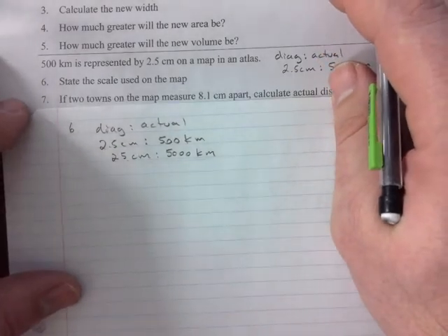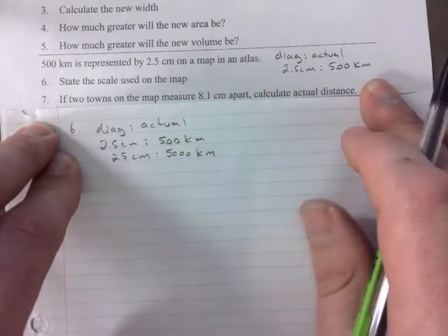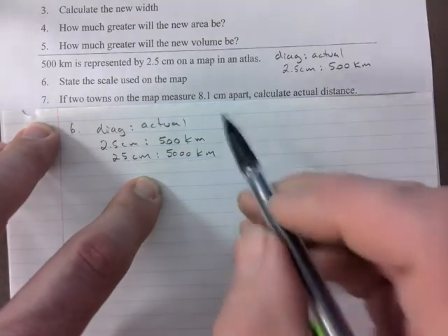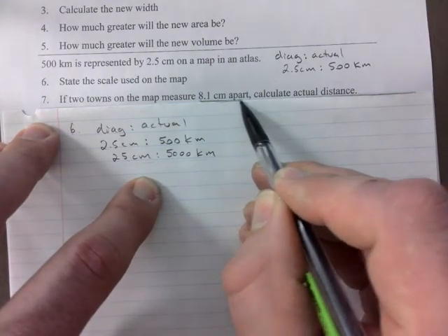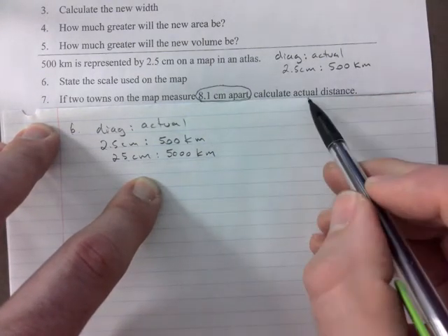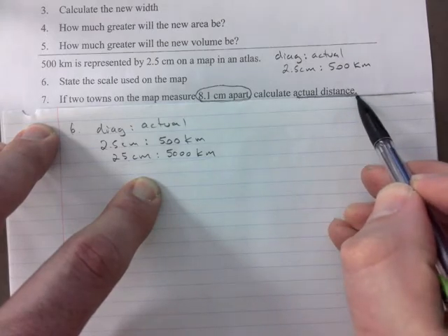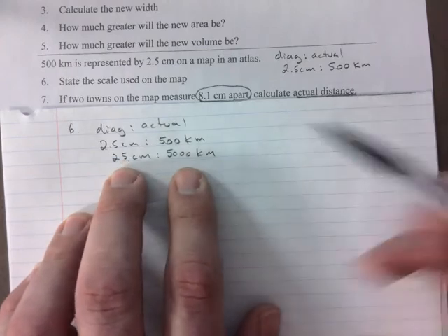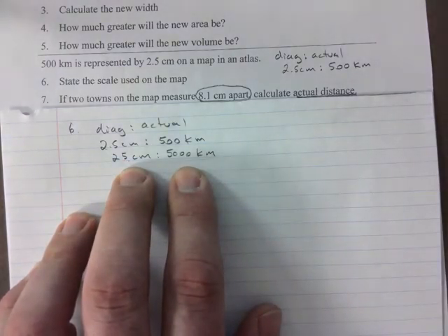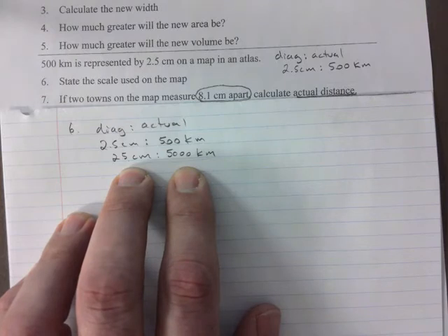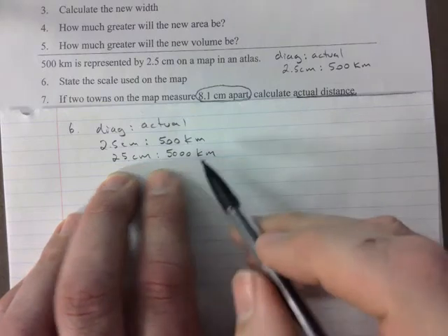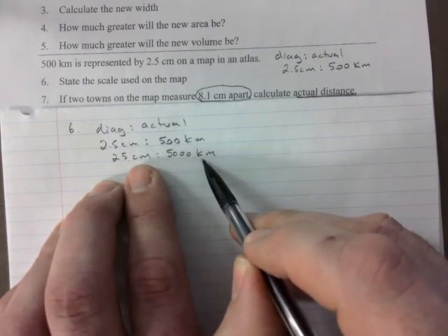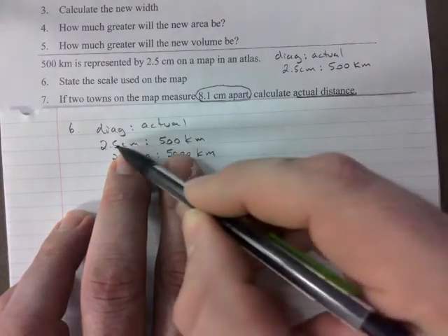Let's keep going. 7. This is where you need to pay attention. If 2 towns on the map measure 8.1 centimeters apart, calculate the actual distance. A lot of you want to go ahead and convert right away. Oh, I like them both in the same unit. You only do that if you want the scale factor, right? Because if you don't want the scale factor, there's no need to do that. In this case, it's actually easier to just leave them like that. In fact, you can go back to this one.